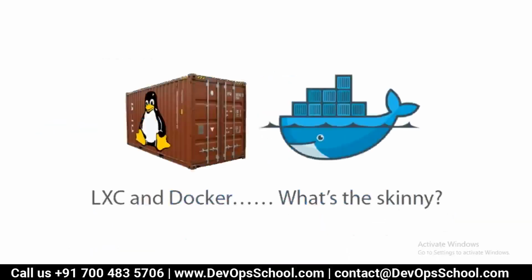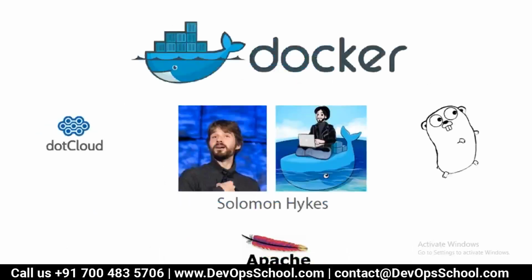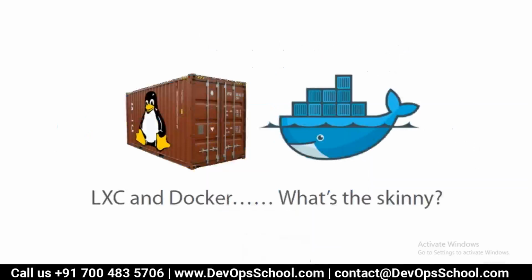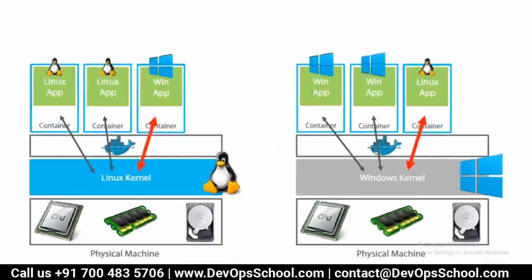Okay, so this is the guy who developed Docker, Solomon Hykes. The first company name was dotCloud, which later got renamed to Docker. It is written in Golang, under the Apache license, the Apache copyright. That means a free open source product. Anyone can use it and stuff like that.